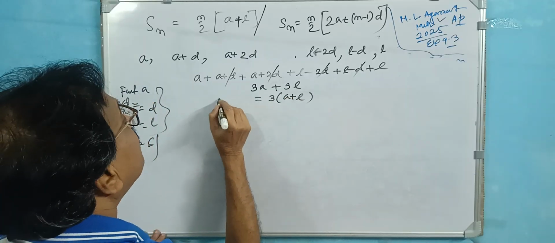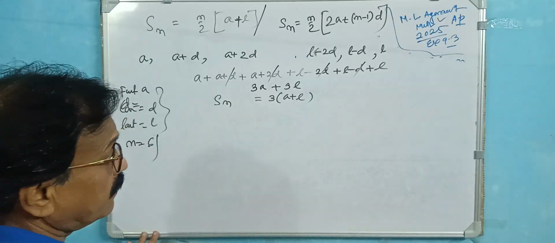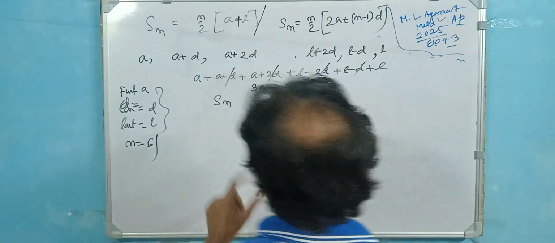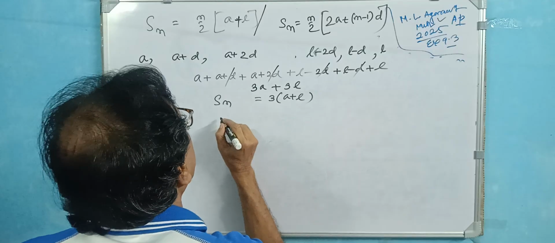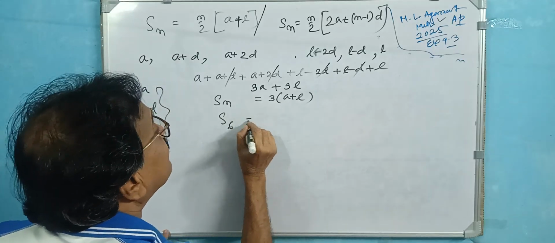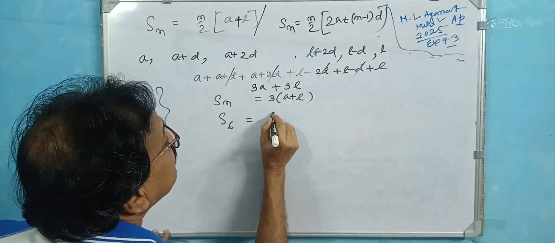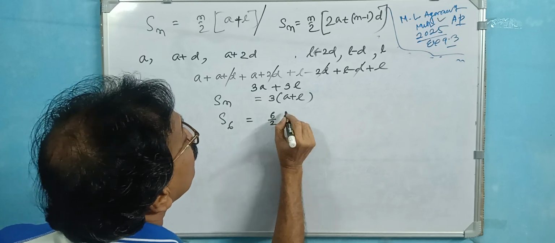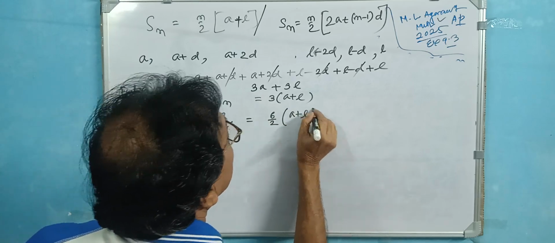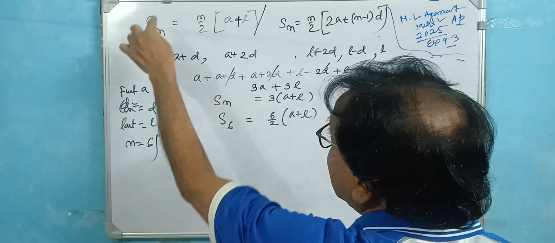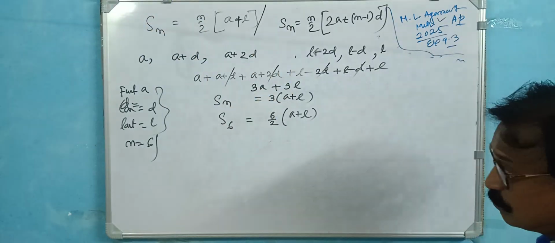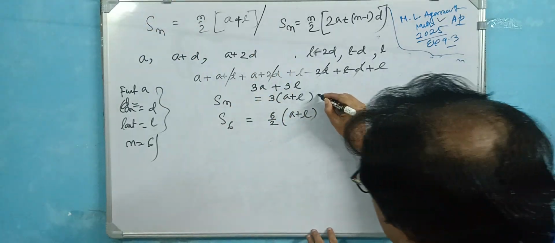That means Sn. In place of 3, S6, n is 6, so 6 by 2 (a plus l). Just read it: Sn is n by 2 (a plus l). This is the ultimate answer.